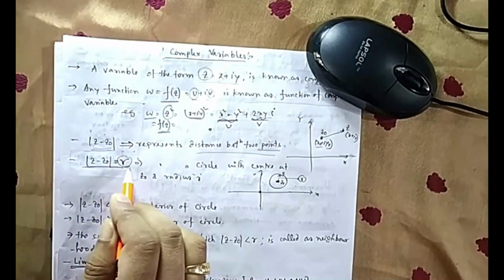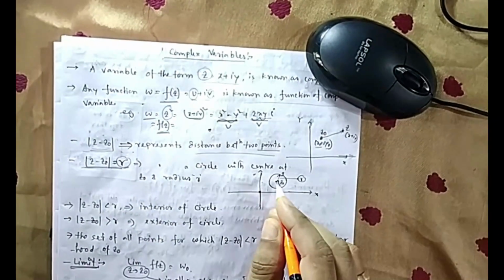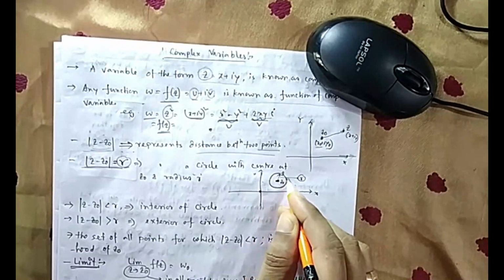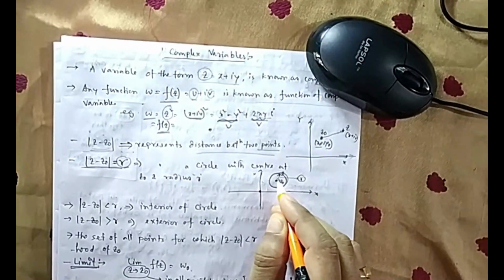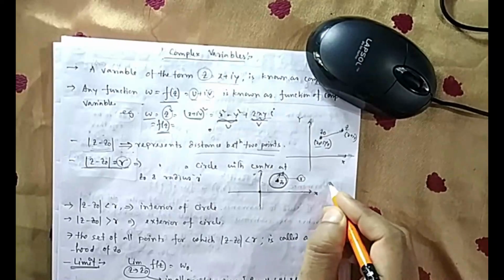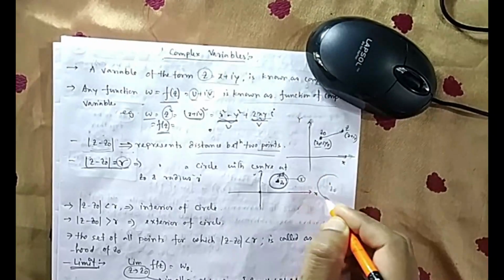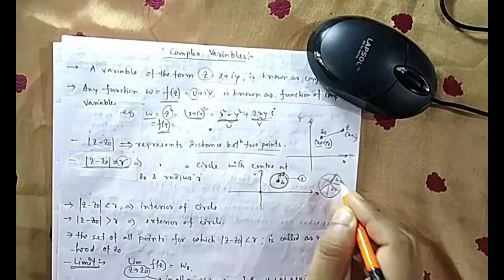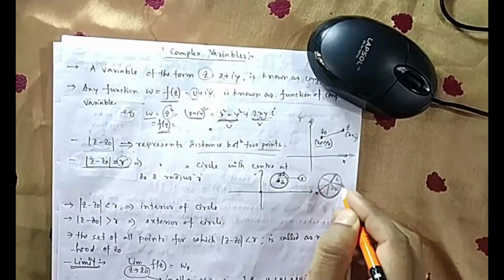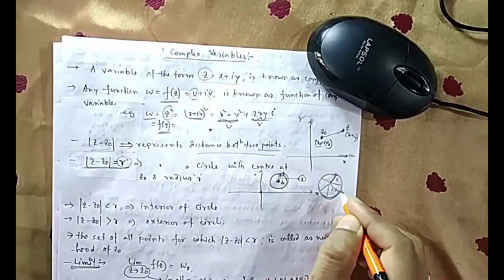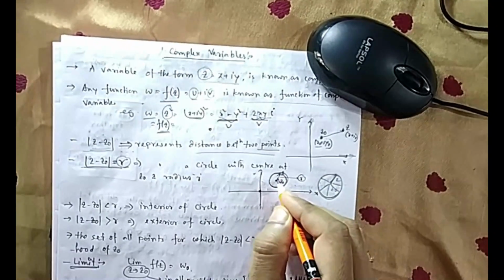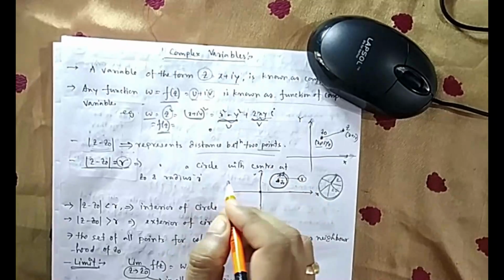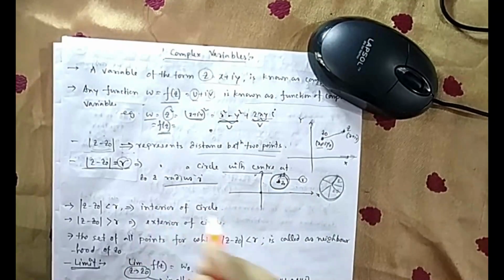Now if I fix this distance, that is, mod of z minus z0 is fixed as r, then what does it represent? It will represent a circle. You can see this is a circle because z0 is this point and z is somewhere. Suppose you have fixed z0 and you have fixed the distance. In any direction the distance is fixed, 2 meters suppose. So it will represent a circle. So z can be anywhere on this circumference. So this is z, the center is at z0 and the radius is r. So this will be a circle with center at z0 and radius r.